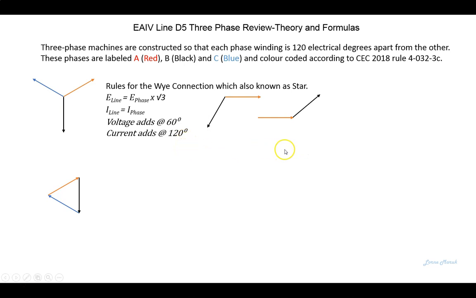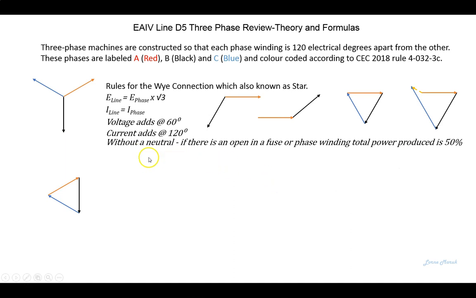Current adds at 120. If we have a fully balanced Y-connected circuit, we took our A vector and placed it head to tail with our B vector at 240, I should say, and then our C vector at 120. We would have 0 current in our neutral. If the system was unbalanced, and we did the same vector diagram, we can see here that they are not the same size, so we have the vector sum of current in our neutral.